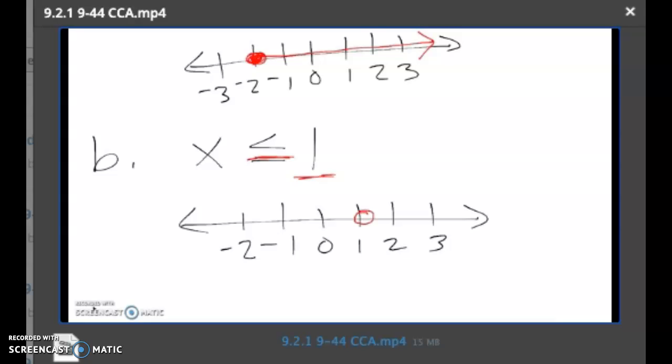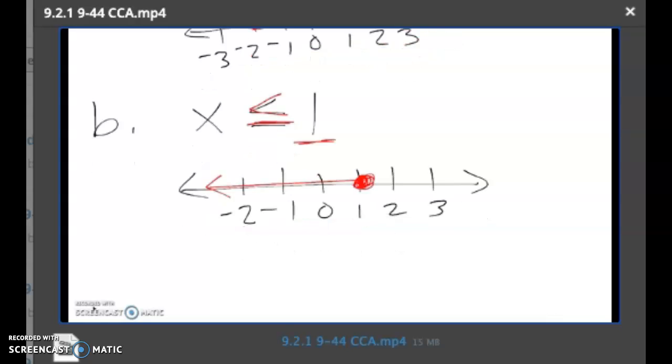And since x can equal 1, I'm going to fill in that circle with a solid dot. And then x is less than or equal to 1. So the numbers that are less than 1 are to the left on my number line.